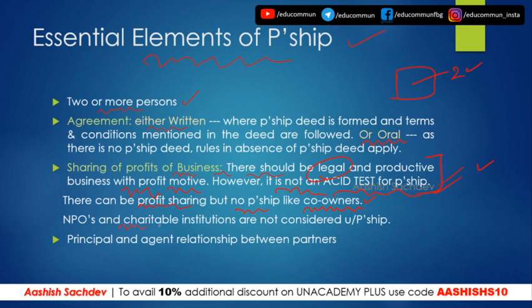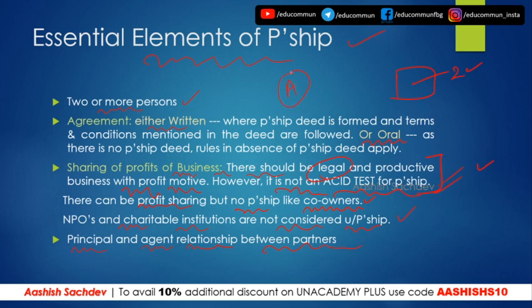NPOs and charitable institutions are not considered under partnership. Why? Because they are not meant for a profit motive. They are more for a service motive organizations. Now this is the important point, that there has to be a principal and agent relationship between partners.